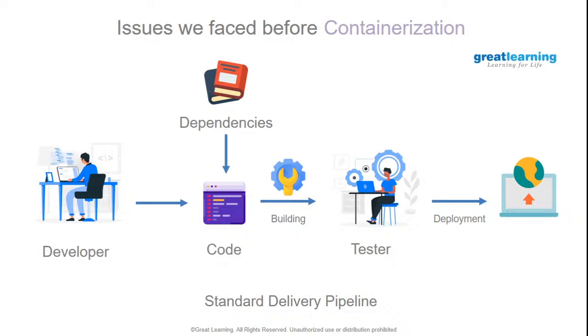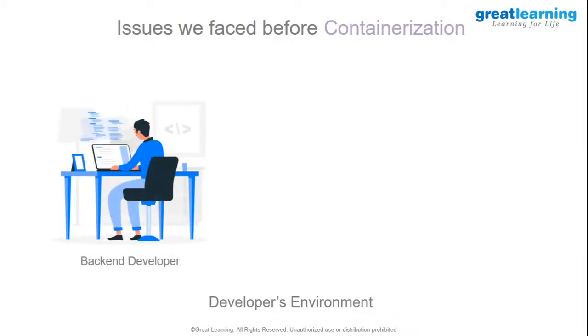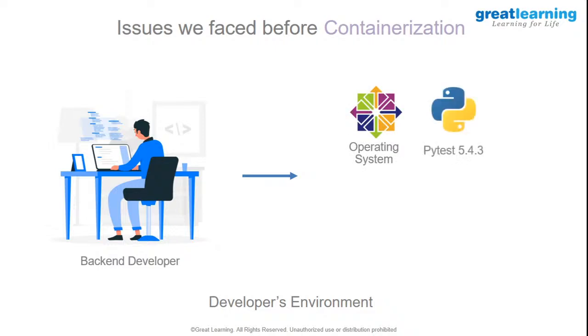To see what kind of issues we can face, let's first discuss the environments of the developer and the tester. Now we have the developer. Let's assume that this is a backend developer, and this is his environment. He has a CentOS operating system. It's a Linux distro, and he has the testing software PyTest version 5.4.3. Then he is using the PyCharm IDE for writing all of his code.